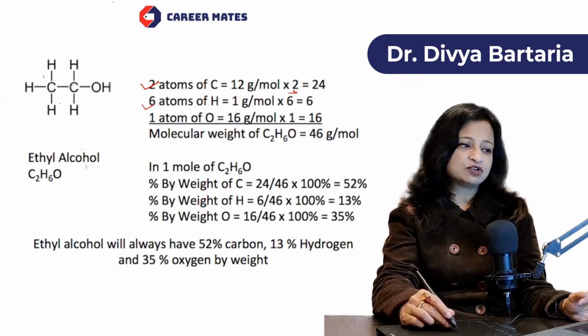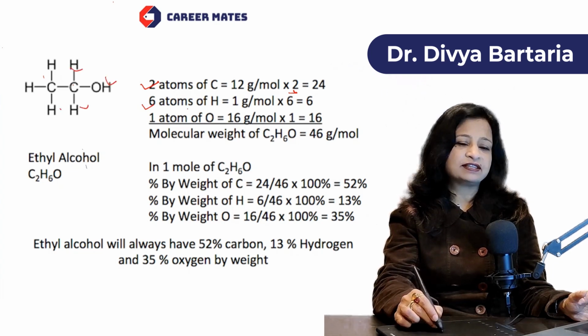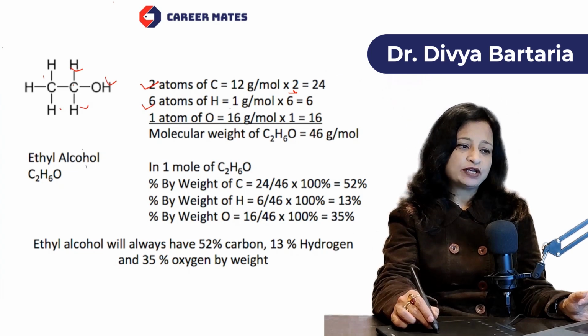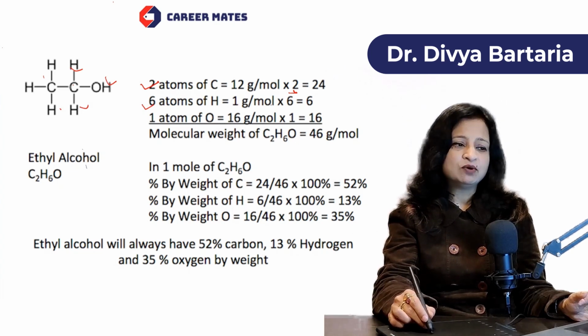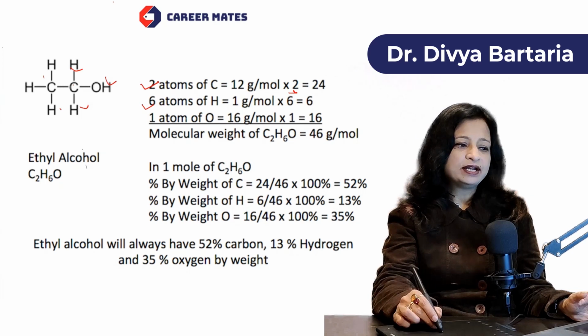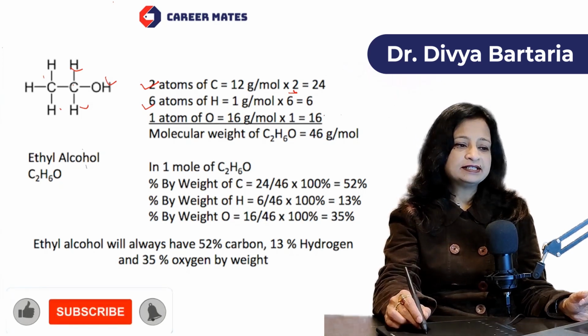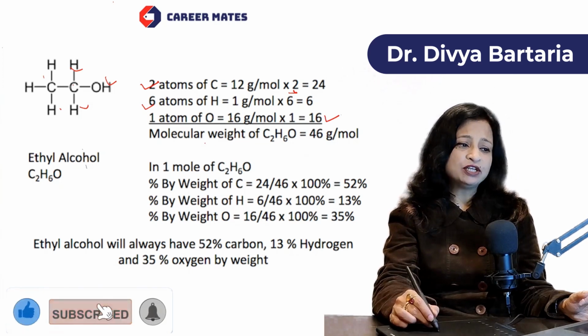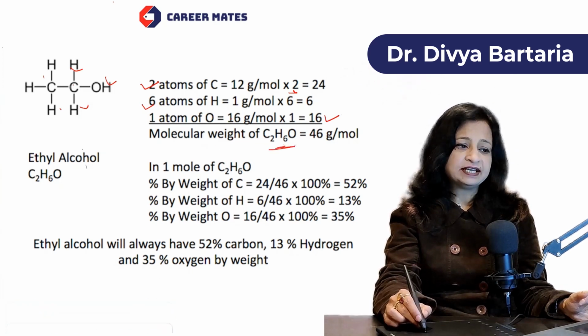Similarly, it has 6 atoms of hydrogen. You can see 1, 2, 3, 4, 5 and 6. So there are 6 atoms of hydrogen. So weight will be 6 into 1 grams per mole and it comes out to be 6. 1 atom of oxygen is also present. So 16 grams per mole into 1, that is 16 grams. And the molecular weight of C2H6O, that is ethyl alcohol, is 46.